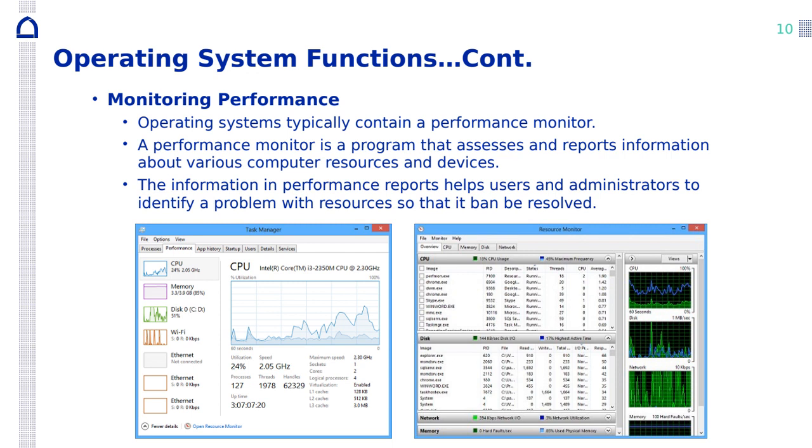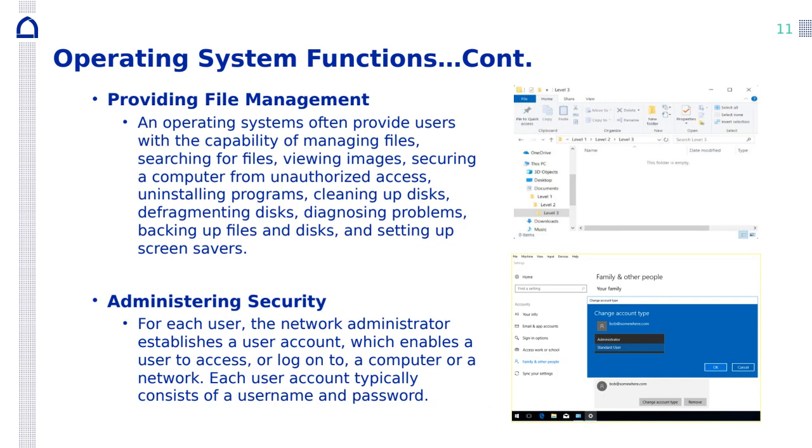Also, the operating system monitors performance. If you press Control-Alt and go to Task Manager, you can see what is running on your computer and how much memory is used by your CPU. Like the diagram in slide 10.